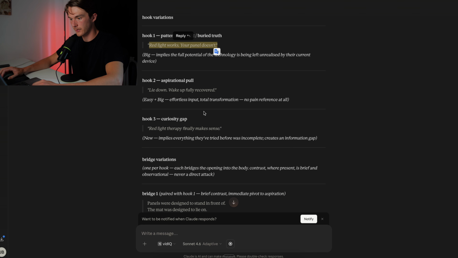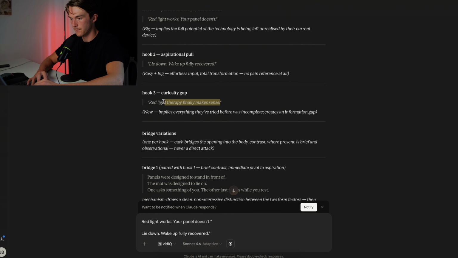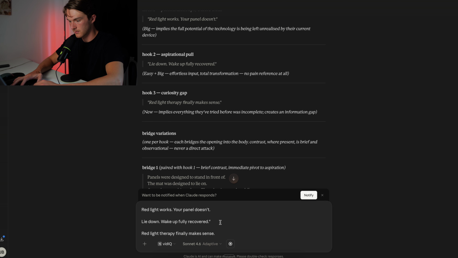All right, so we're going to start with these different hooks. I'm going to paste these in here and think about whether these hooks work for our specific product. "Red light works, your panel doesn't." I like that. It talks directly to the customer. It's a very short hook, which is what we're looking for. "Lie down, wake up, fully recovered." Okay, perfect, it's targeting the avatar. "Red light therapy that finally makes sense." I like that. I like a more premium generic hook as well, because sometimes these perform really well.